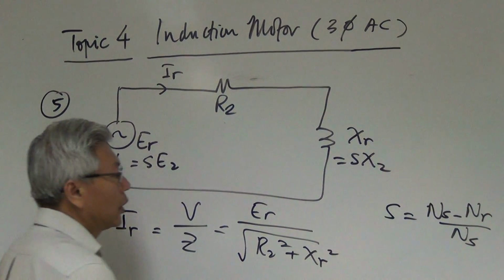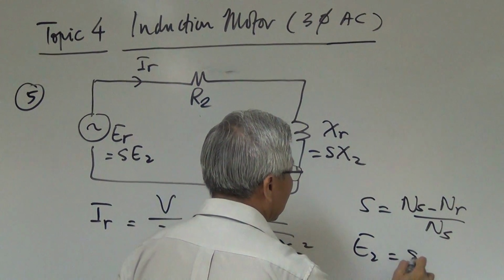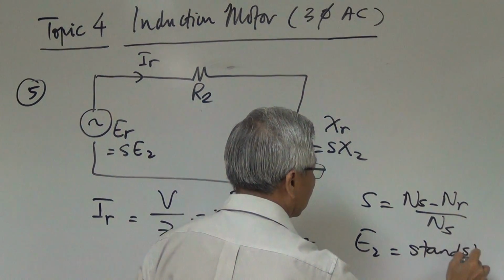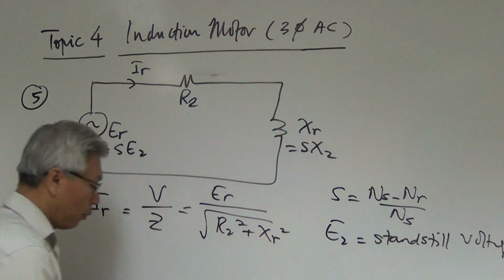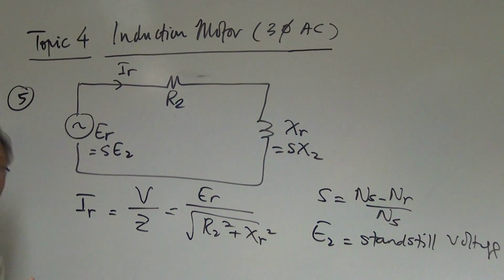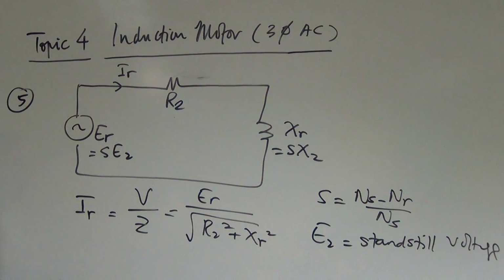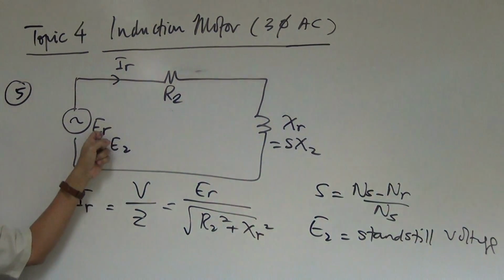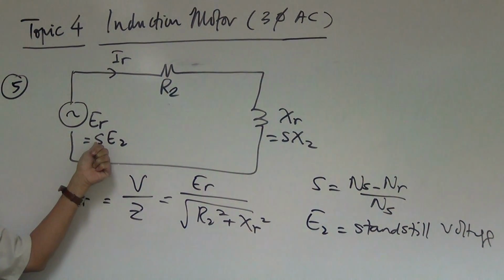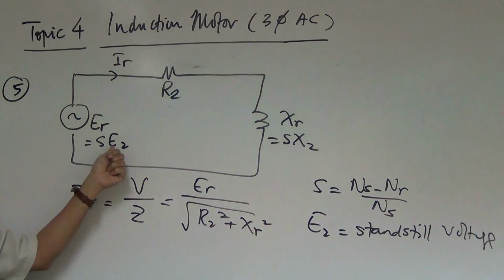What is E2? E2 is the standstill voltage. That is to say, when the motor, before it starts moving, at 0 RPM, what was the initial voltage? So that's called a standstill voltage. So ER is equal to SE2. S is the slip and E2 is the standstill voltage.